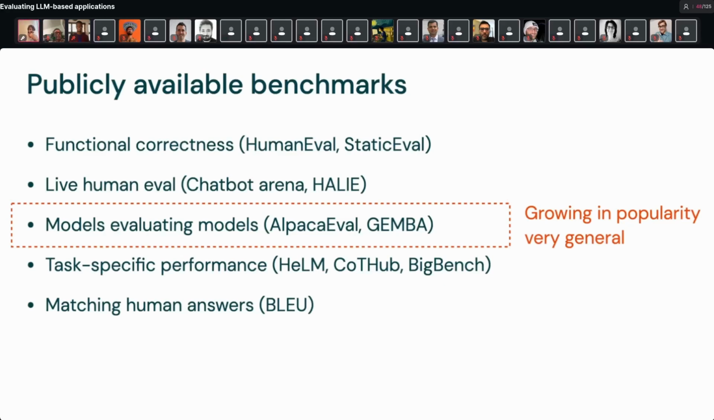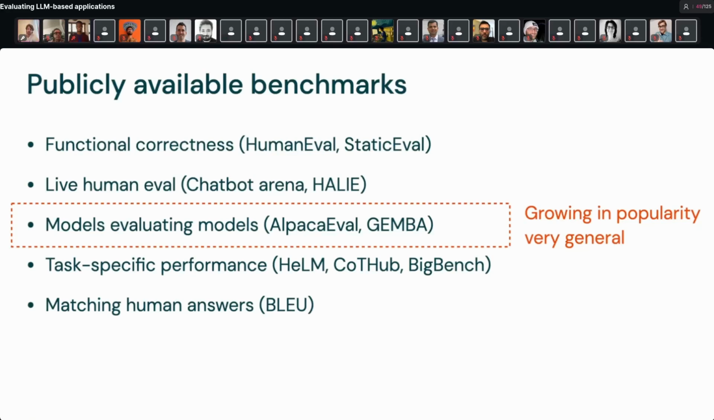The third set of publicly available benchmarks is categorized by models evaluating other models. This sounds like a crazy idea, but rather than having a human say which of these two outputs is better, you can just ask GPT-4, okay, which of these two outputs is better? Turns out that actually works surprisingly well. And GPT-4 is a pretty good evaluator of other language model outputs.